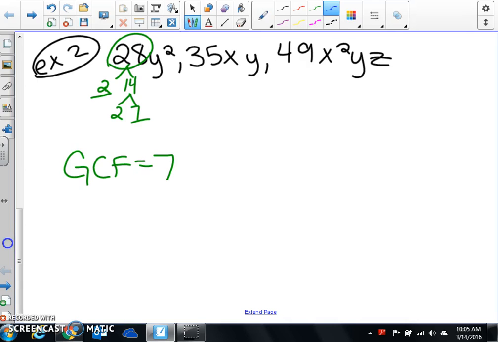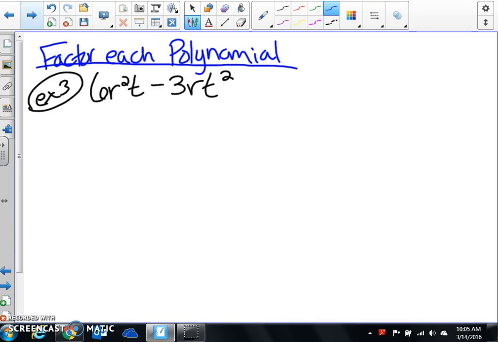Okay? So now I'm going to look at Y. I've got 2 Y's. Over here, I only have 1 Y. Over here, I only have 1 Y. So out of each monomial, I can only take out 1 Y. So my GCF would be 7Y. I can't take out any X's because this first one doesn't have any X's. All right, so now let's actually get to factoring.